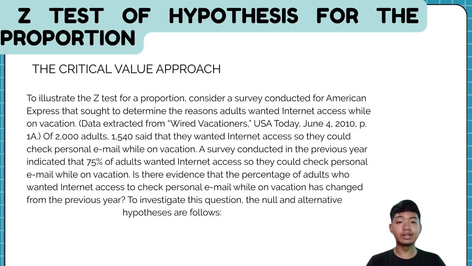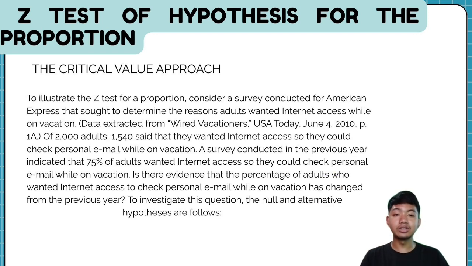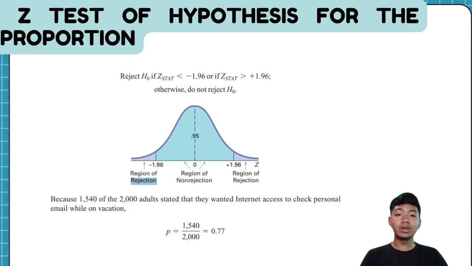Let's consider a survey conducted for American Express. They wanted to know if the proportion of adults who want internet access to check personal email while on vacation has changed from the previous year. We'll use a significance level of 0.05. This means there's a 5% chance of rejecting the null hypothesis when it's actually true. Since we're looking for any change, we'll conduct a two-tailed test.